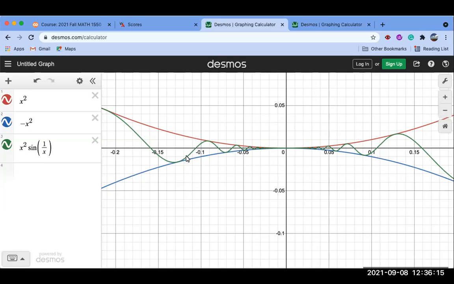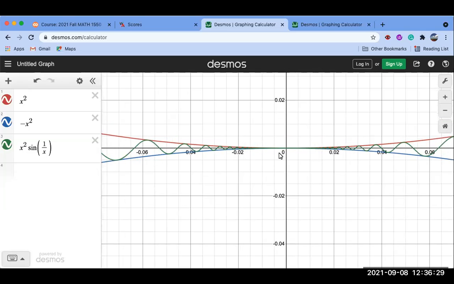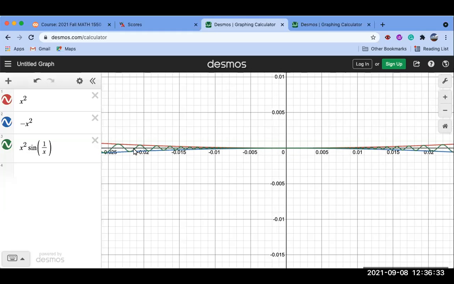Okay, you see that here. The red curve is the x squared curve, and the blue one is negative x squared. And this x squared sine function here is between these two. When you zoom in, you see that they bound this sine function here, right?